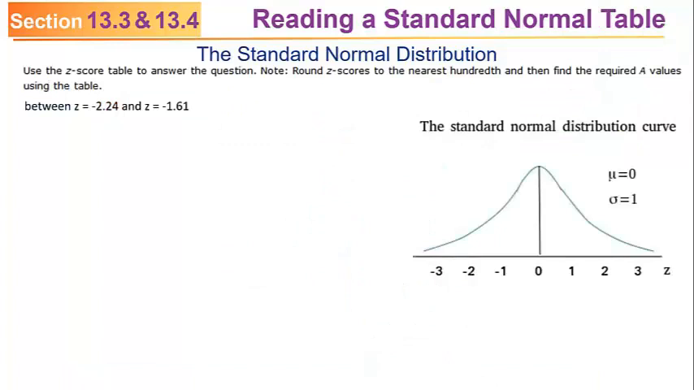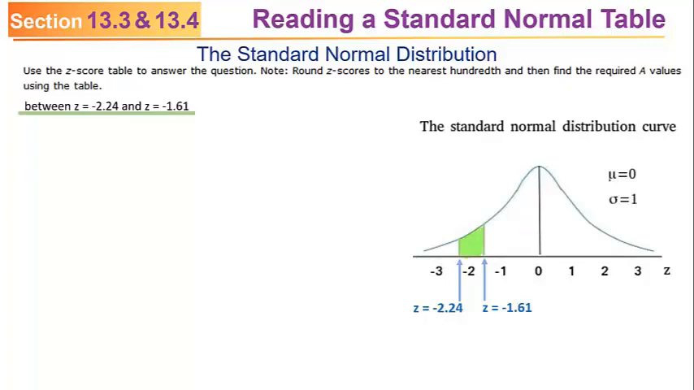Do another one. This time we're looking for the area between z equal negative 2.24 and negative 1.61. So this time both borders are to the left of 0. So we're looking for that area between.